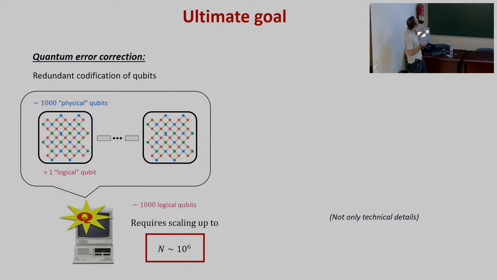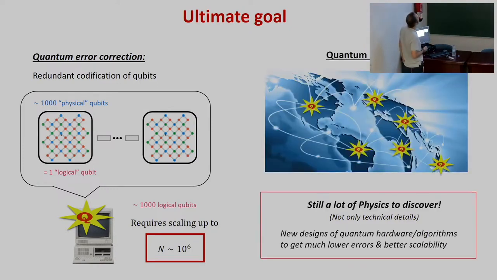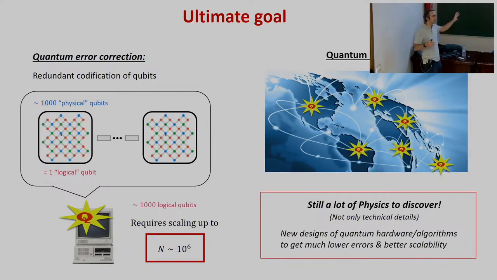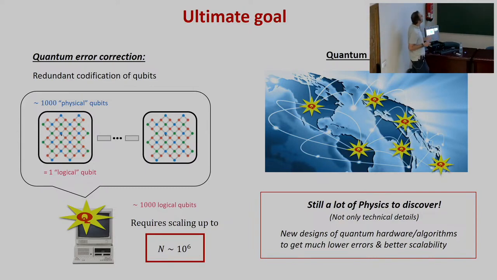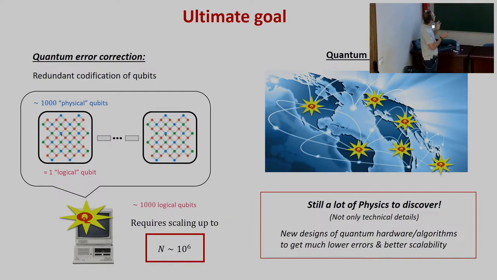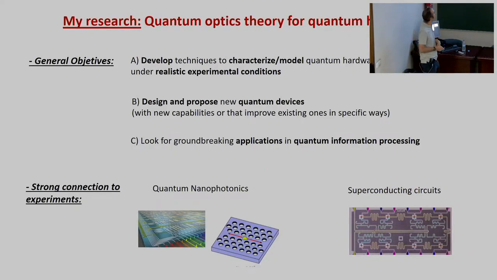So at the end, you need to scale the system to the order of 1,000,000 qubits. This is the long-term goal in the field. And later, maybe we can imagine having a quantum internet connecting these quantum computers in many parts of the world by optical fibers or satellites, and doing quantum communication between the computers. And there is still a lot of physics to discover in this field. It's not just technical details and adding more funding and money, so we really need to find new ways to do the quantum hardware to scale to these sizes. And this is where we work, and also many people in the group.